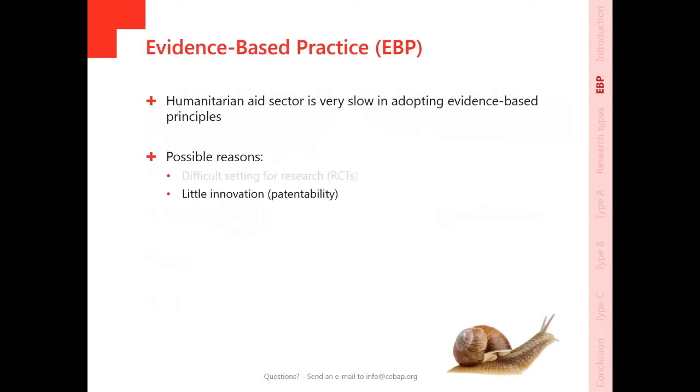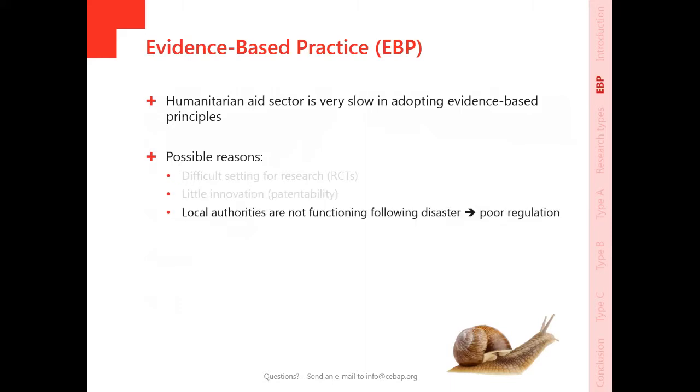Second, this is a sector of little innovation, meaning that the interventions we apply are very basic. It's all about providing clean water, clothes, food, shelter, dead body management, and so on. This is not rocket science. There are no patents to be earned, and therefore there is little interest from academia, so most research will have to come from the NGOs themselves.